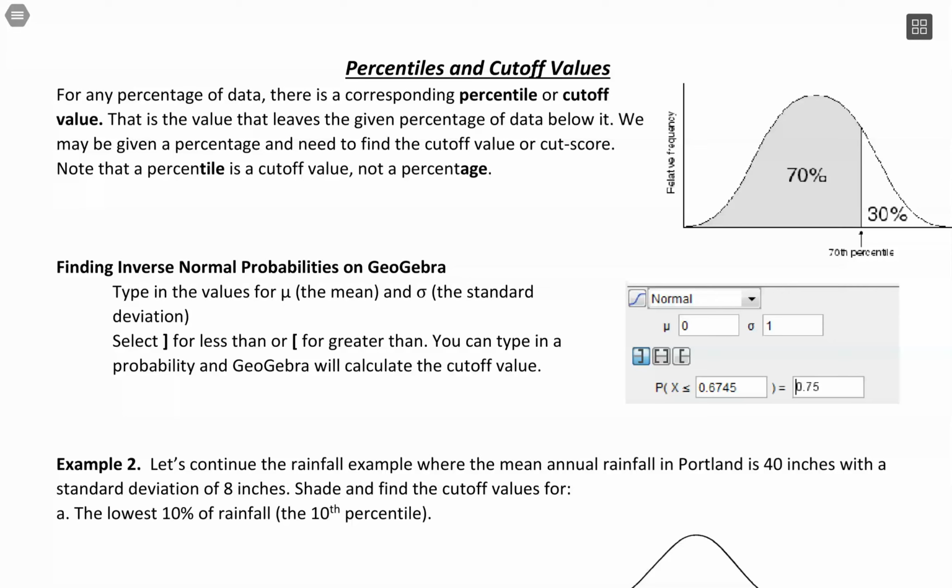So in the previous video, what we did is we found area under the curve based on some cutoff values. What we're going to do in this video is flip the order. This is going to be the idea that we're given area under the curve and we want to find the cutoff for those areas. So in this video, find the cutoff given area under the curve.